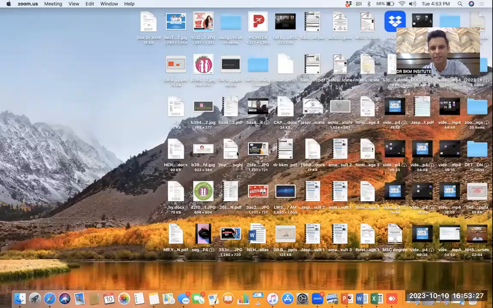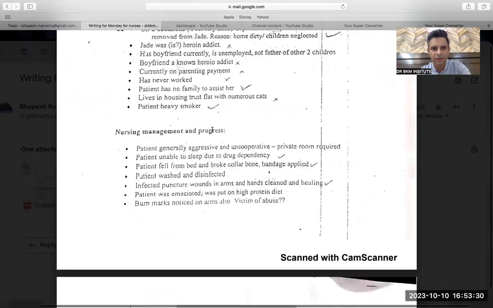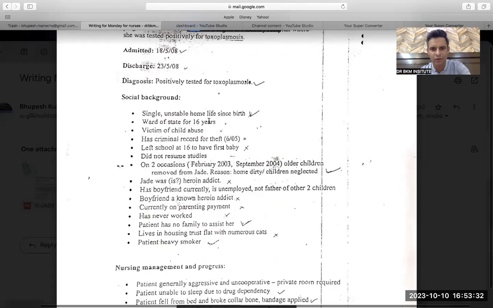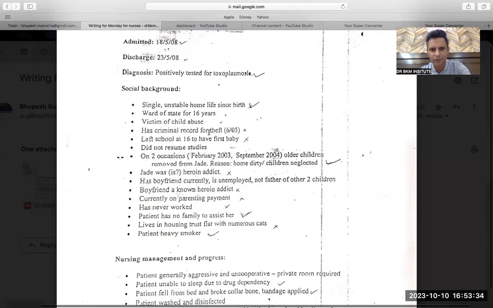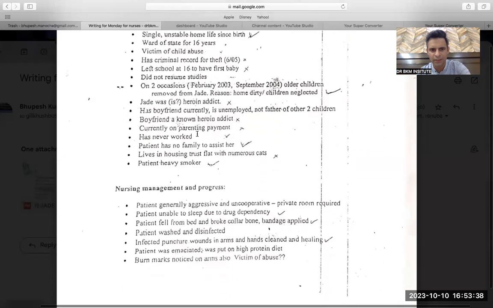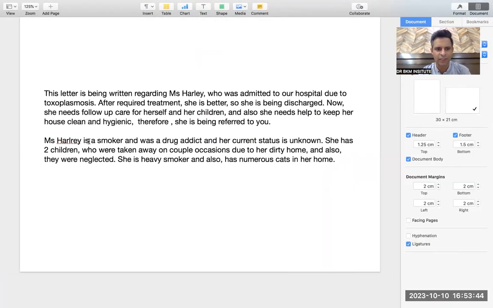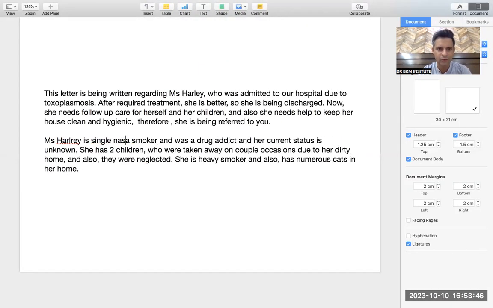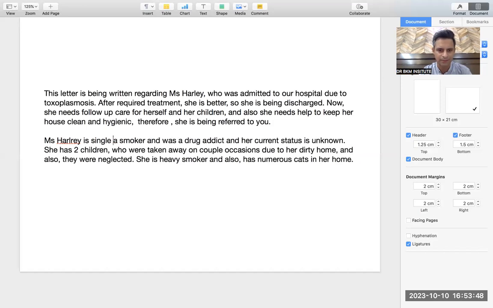I think I have covered everything about this letter. Let me check if I have missed any point. I've covered all these things: single, unstable home lives, in birth, victim of child abuse, criminal record for theft, children taken on a couple of occasions, heroin addict, parenting payment, has never worked, no family to assist her. So one of the points I would like to say is she is single and has no family to assist her.